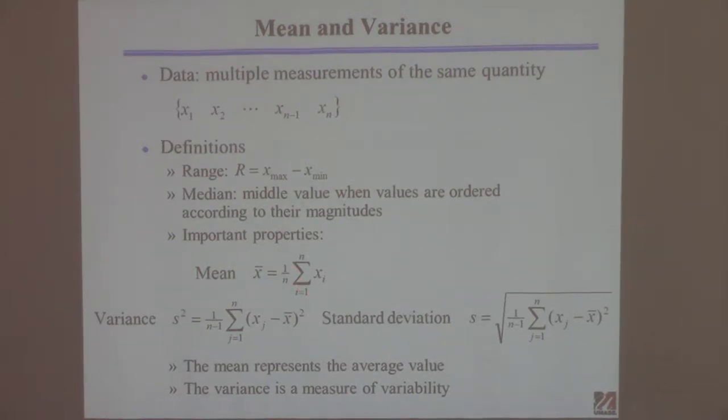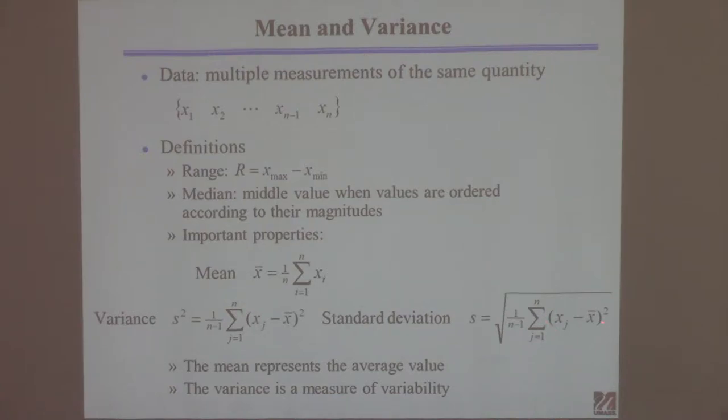Take all the samples, add them up, and divide by the number of samples. That's the mean, or average. You've seen that. I tend to use the variance more than the standard deviation, but I assume you've seen the standard deviation somewhere.